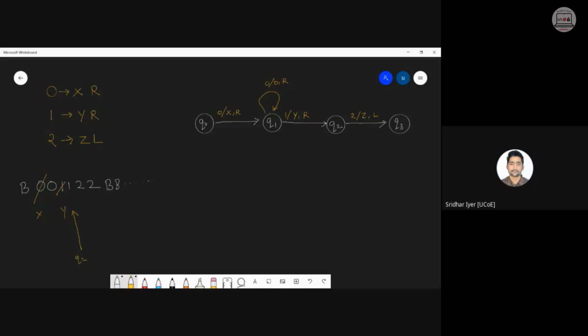Now what should I do? Again, the similar kind of thing. I'm in Q2 now and I have encountered a 1. Obviously, I know that I need to loop it. I need to bypass it. So again, there would be a loop. This time it would be 1. Replace it by 1 only and keep moving to the right. That is why I'm taking this example to make things even clear.